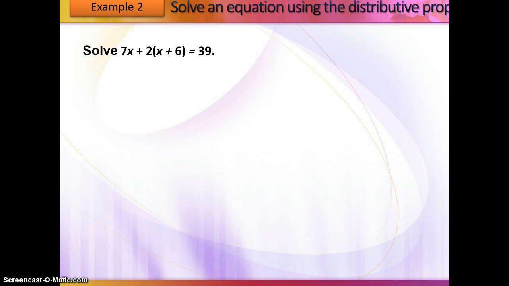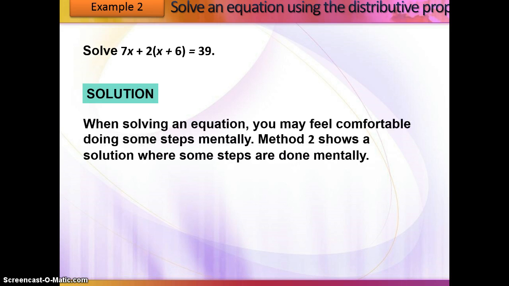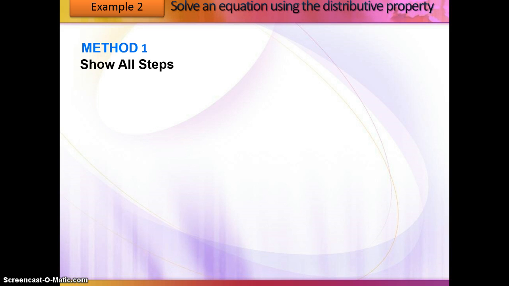In this next equation, we're asked to solve by using the distributive property. When solving an equation, you may feel comfortable doing some steps mentally. Method 2 shows a solution where some steps are done mentally, and Method 1 will show all the steps. So here's the equation: 7x plus 2 times the quantity x plus 6 equals 39.